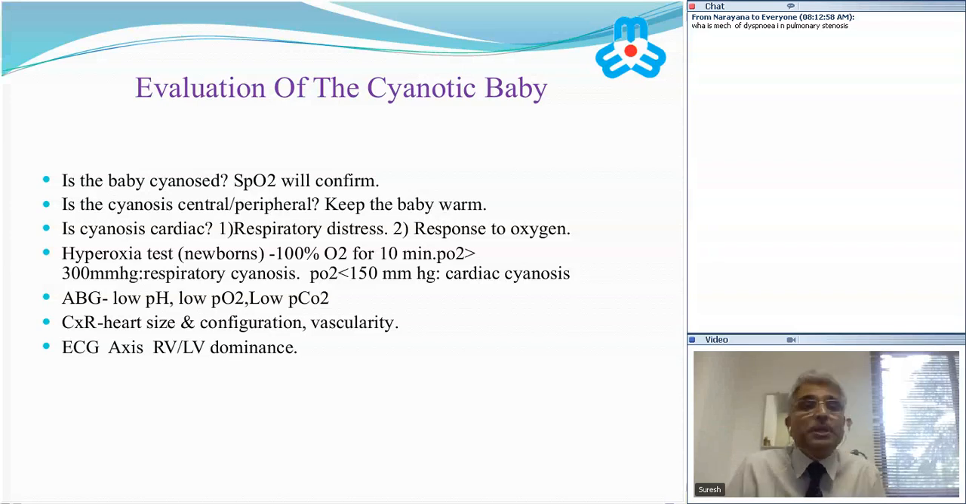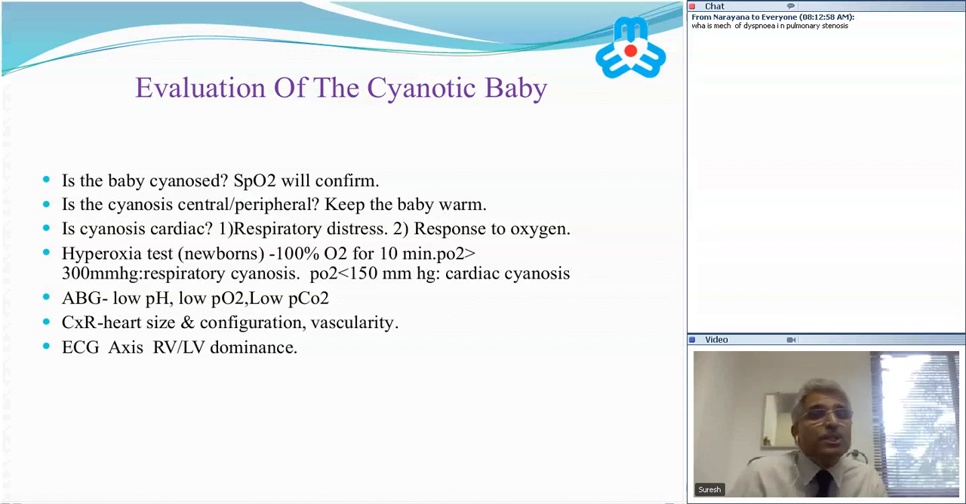Between these two extremes, you enter a gray zone where you have conditions like obstructive TAPVC, where you will find a value right somewhere in between. This is because there is a major cardiac contribution to the cyanosis, but the lungs are also involved because of pulmonary edema. So you get a value in between.